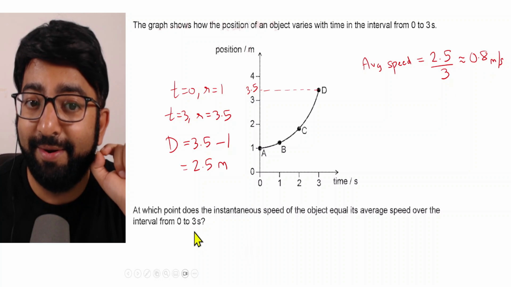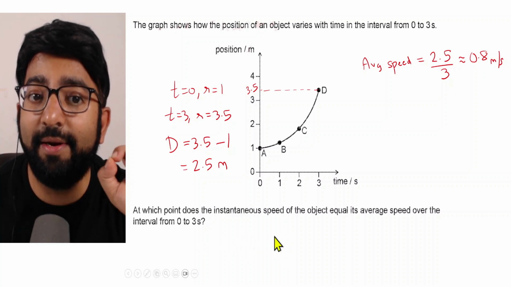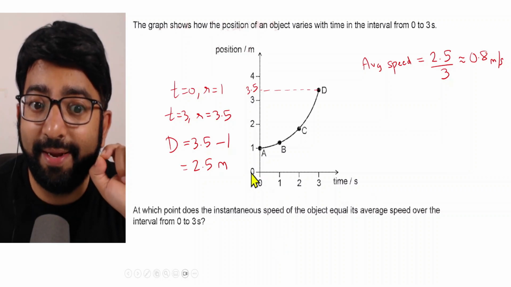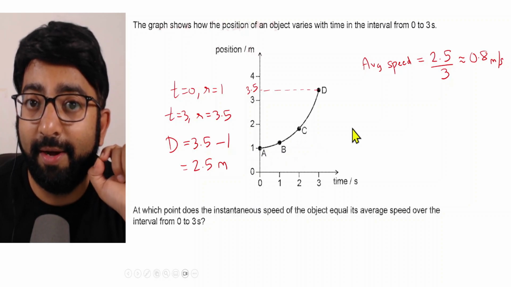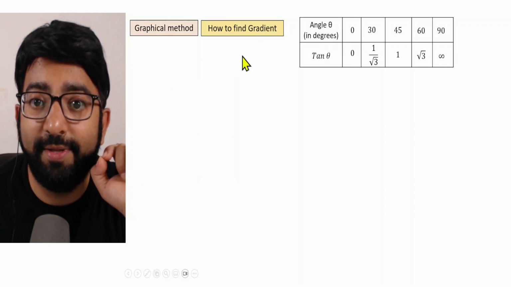So how do we do that? Remember the basic concept of instantaneous speed. It is the gradient of a position-time graph. So all we need to do is figure out the gradient of the graph at individual points A, B, C, and D. And how do we do that? Let's revise the concept of gradients. How do we find the gradient?